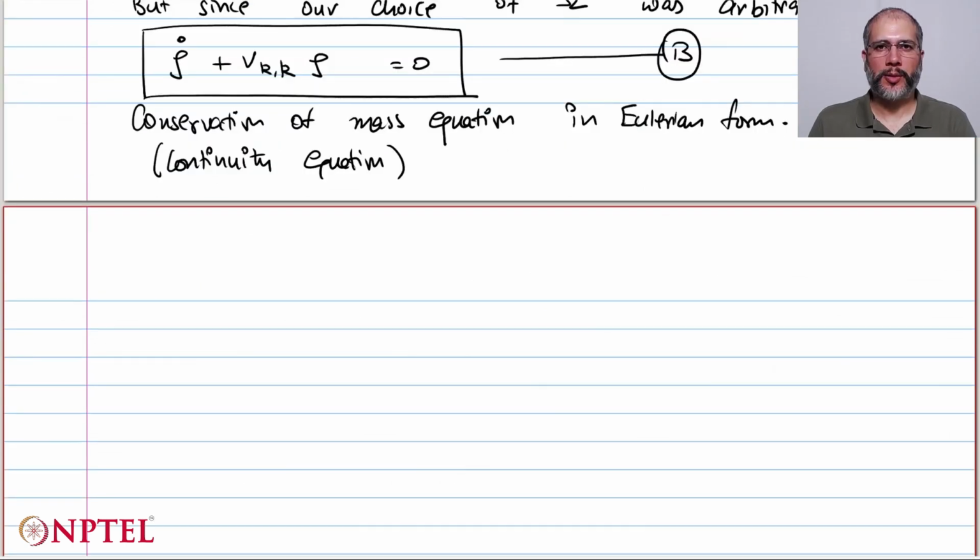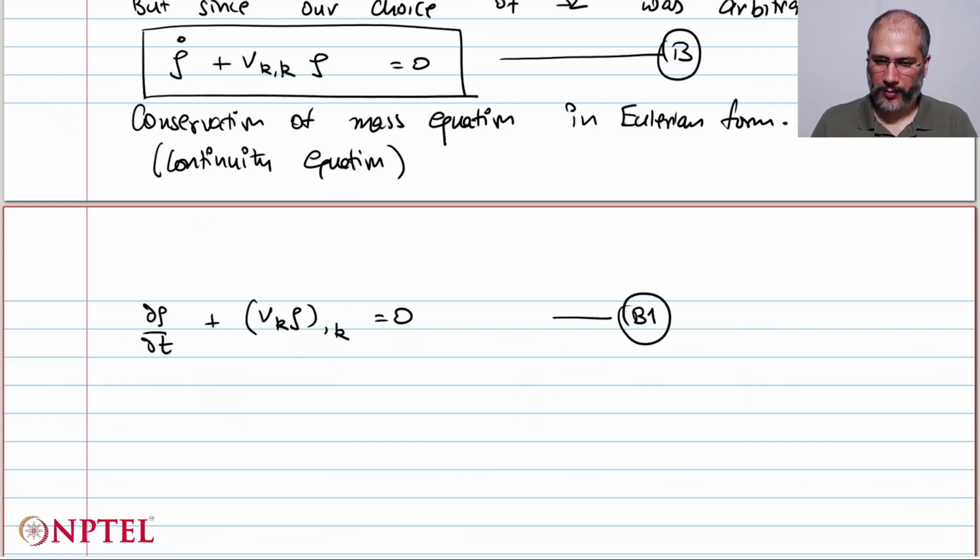Now, just like in the transport theorem, we can also write the material derivative of rho in equation B using the local and the convective changes, which gives rise to this form for the conservation of mass or the continuity equation. This we'll call B1. Since this equation is written over a volume, for a given volume, the del rho by del t denotes the density change at points inside the volume.